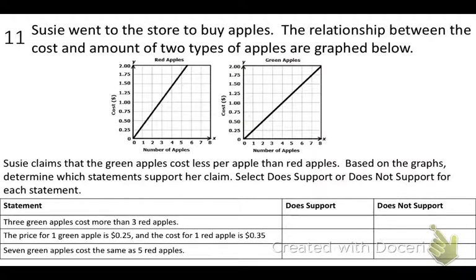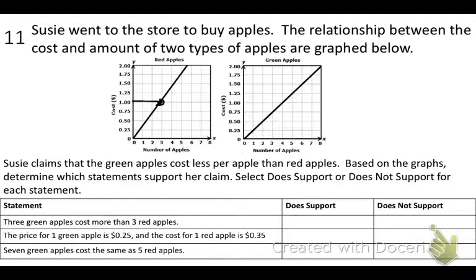So question 1, statement 1 says 3 green apples cost more than 3 red apples. So to do that, I would go over to the 3 here, and I would go up and place kind of a dot just so I can see. So if you look at the red apples, they cost $1 for every 3 apples. And I would do the same over here.